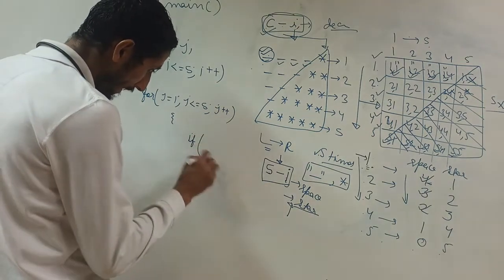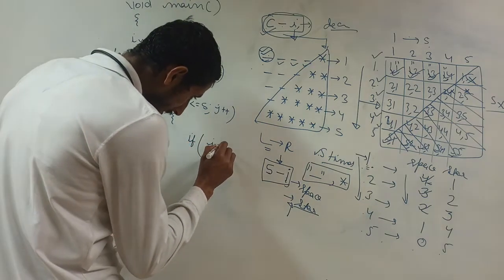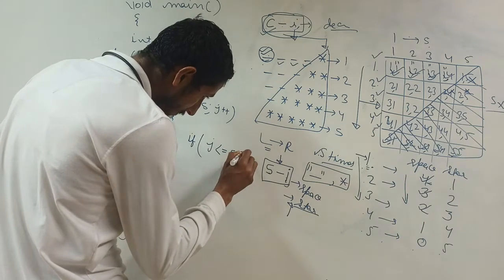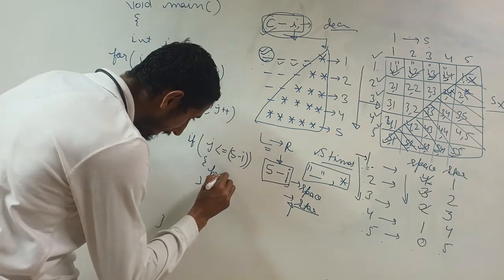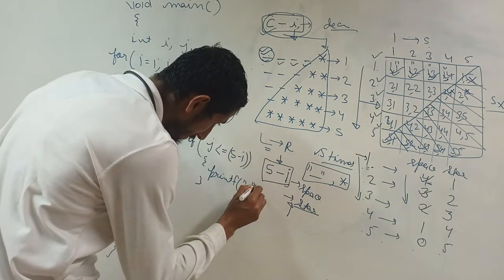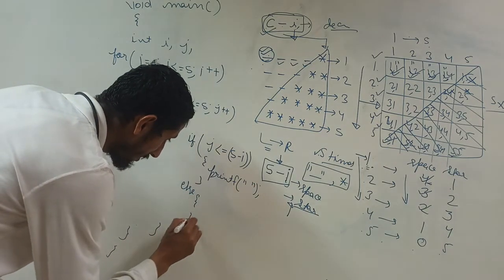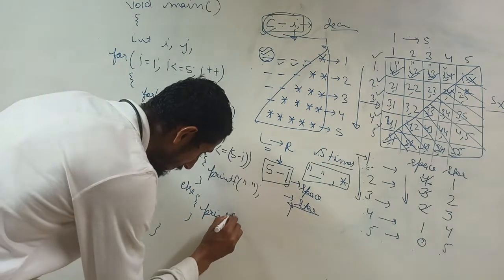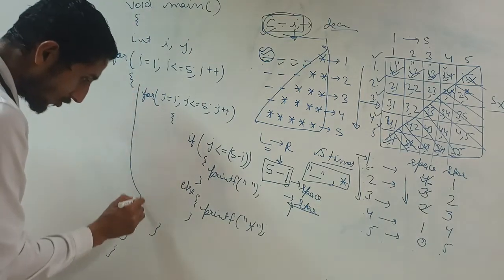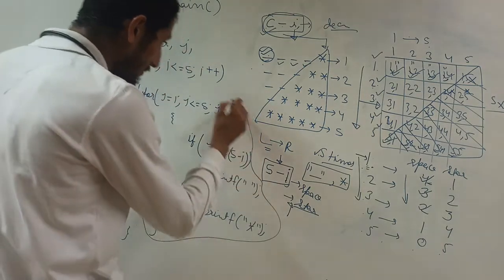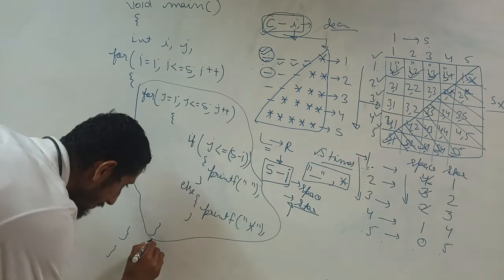If the value of j is less than or equal to 5 minus I, I required space. So let me print f space. In the else part, what can I write? I can write star. And when the inner loop is over, I require to move the cursor to the next line. So what can I do? I can put \n.